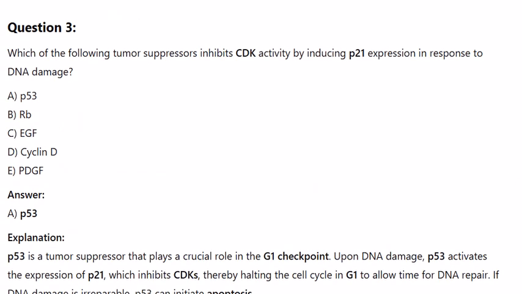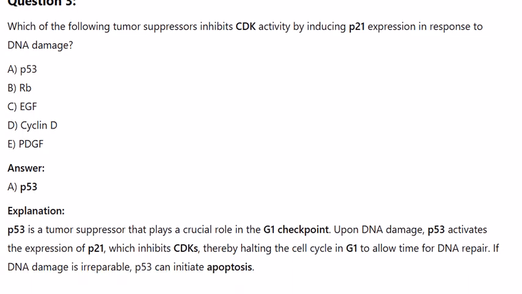Question 3. Which of the following tumor suppressors inhibits CDK activity by inducing P21 expression in response to DNA damage? A. P53, B. RB, C. EGF, D. Cyclin D, E. PDGF. Explanation. P53 is a tumor suppressor that plays a crucial role in the G1 checkpoint.